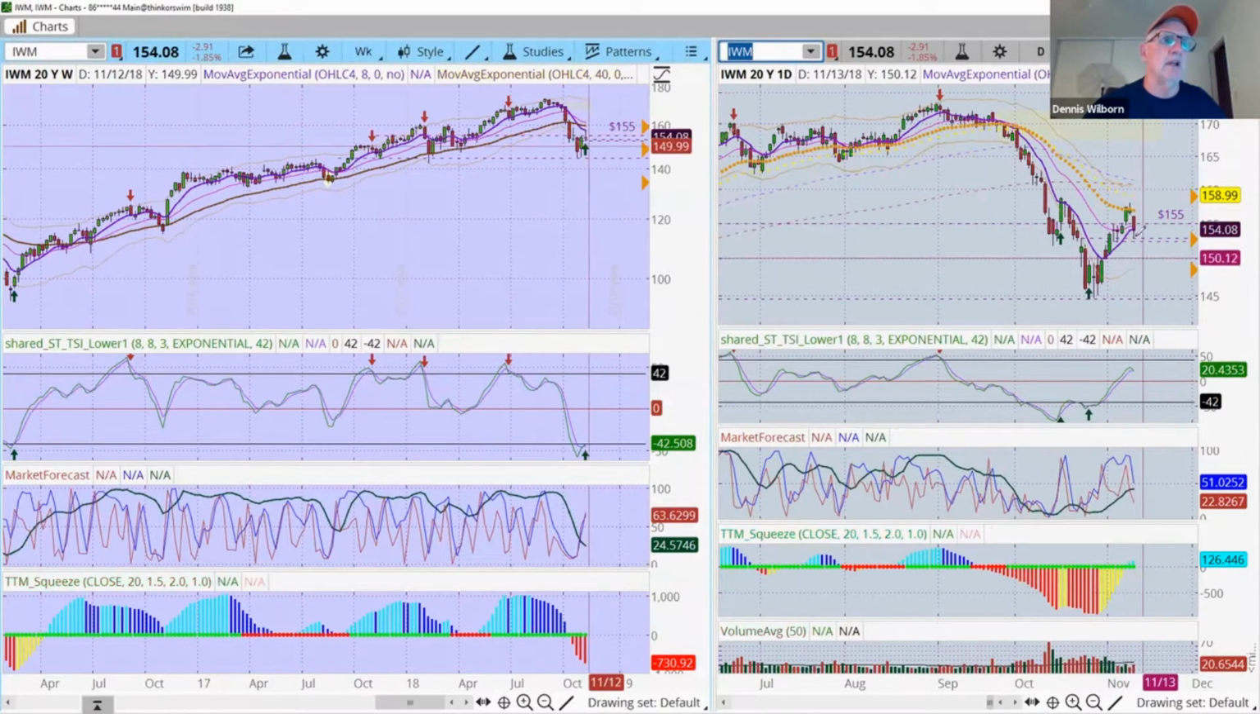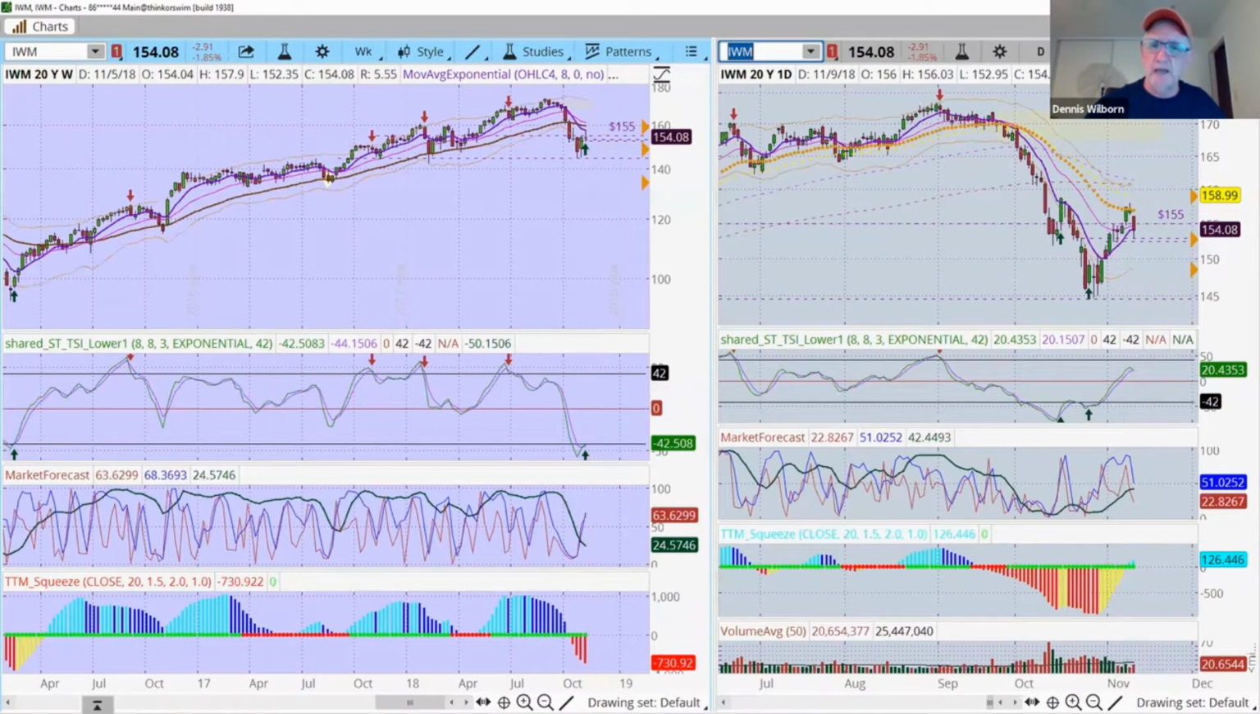How far will the pullback go? If it goes 50% down, it'll be down to about 151. That's where we'd want to look at jumping on a potential trade to the upside.